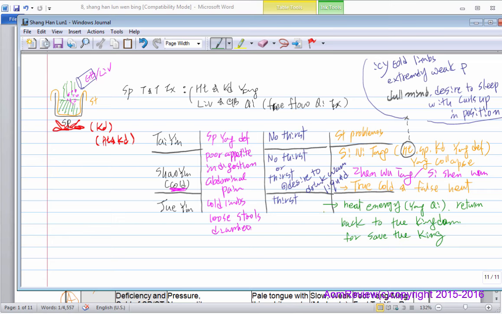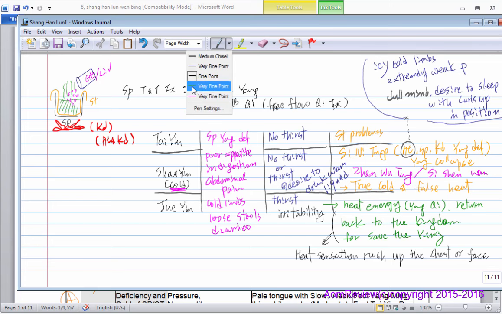So because the enemy is invading, this heat energy returns back to the kingdom, which means heat energy or heat sign rushes up, and you might have a heat sensation to the chest or face. So this is a heat sensation mostly, so that's why they might have irritability. With heat sensation in the chest with the thirst, this we call the heat sign. But the lower area, with yang deficiency of the spleen, looks like cold in the lower part. So that's why this section is quite often explained this way.